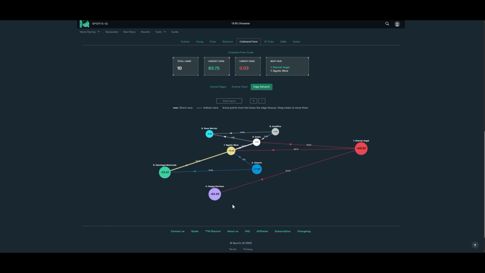This is exactly why I like looking at the network last. The overall edge tells me who the data likes, the scatter chart tells me how reliable that rating is, and the meetups show me the evidence. And the network lets me stand back and see whether the entire picture makes logical sense.